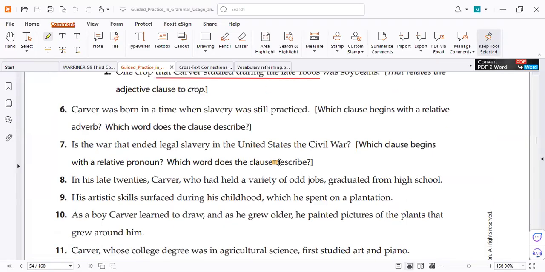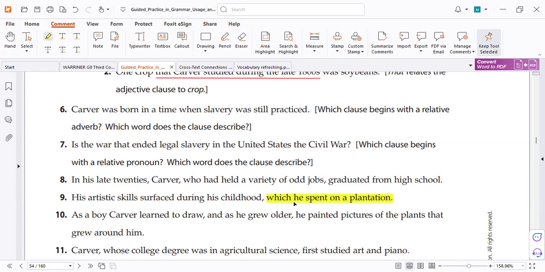Without looking at the homework, you must tell me what this clause modifies. Yeah, it's okay, but we need to know what it modifies. Does it modify childhood, or skills, or artistic, or during, or what?